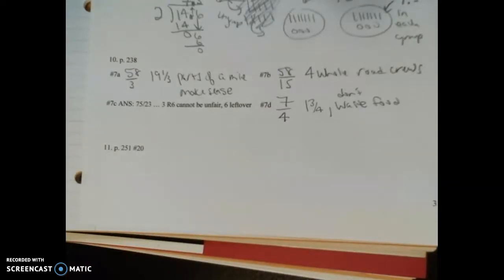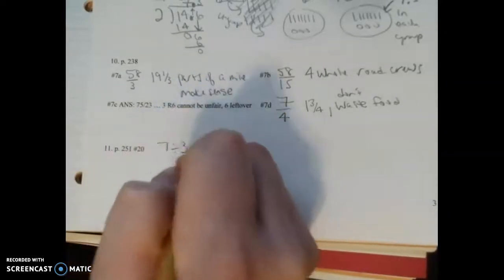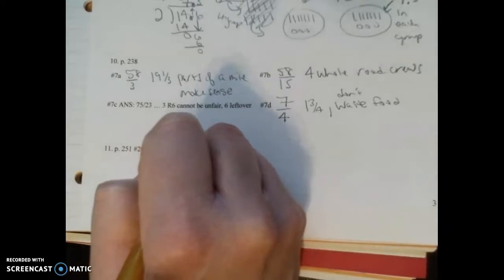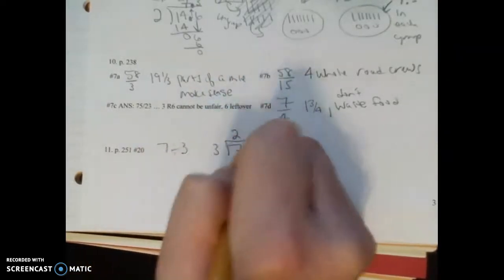All right, let's look at number 20. I think that's on the next section. Okay, so Jessica does 7 divided by thirds. And let's see, so if I take 7 divided by 3, it goes in there twice.